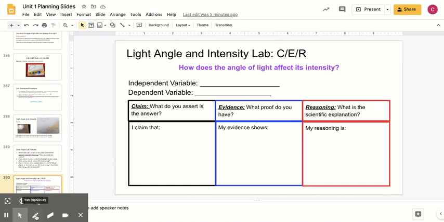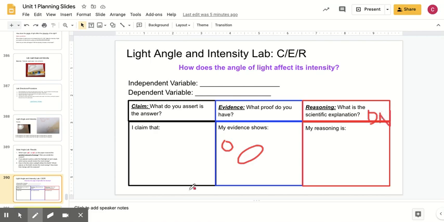Evidence. What evidence did we have? Well, what were our results? And remember, use numbers to describe your results. And then for the reasoning, what's the scientific explanation? And to help you with that, go back to the do now and review the definition of concentration and intensity.